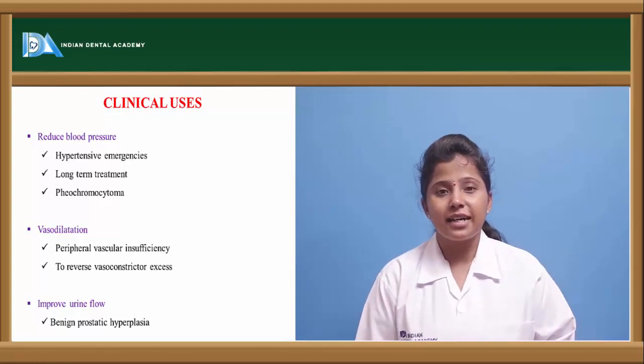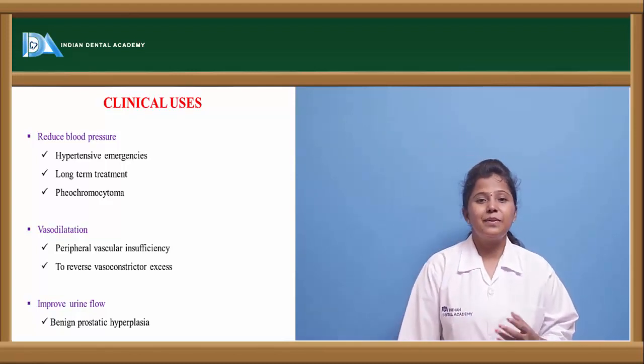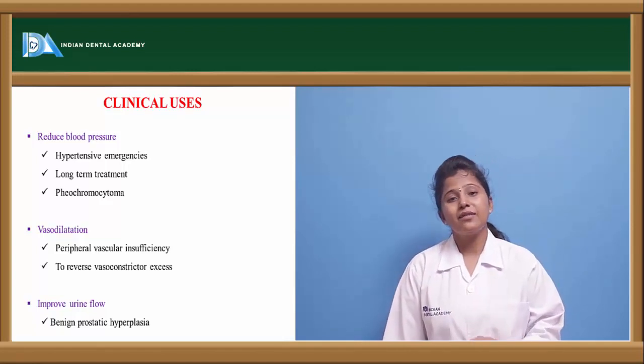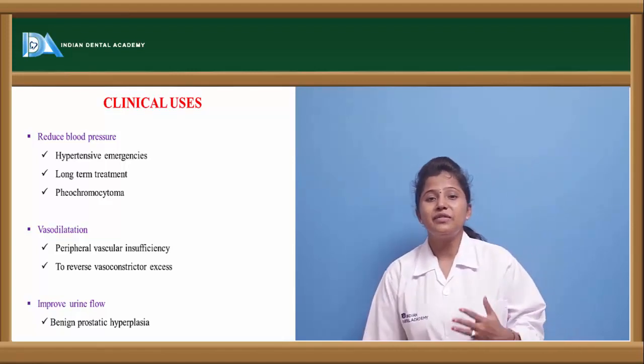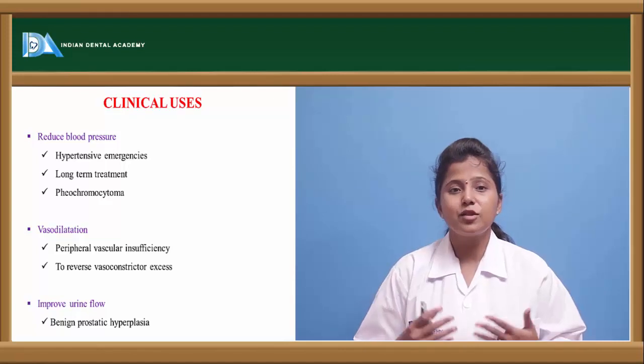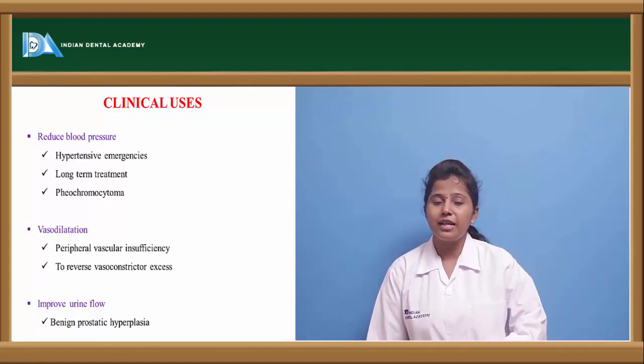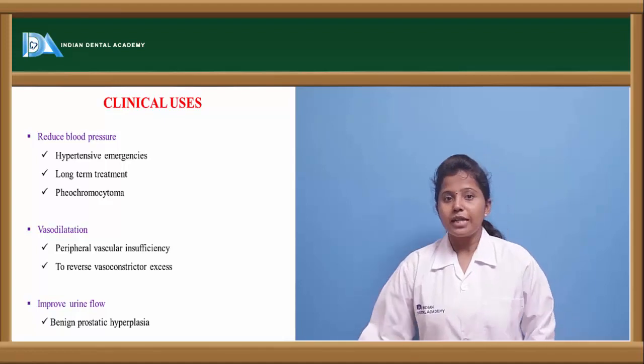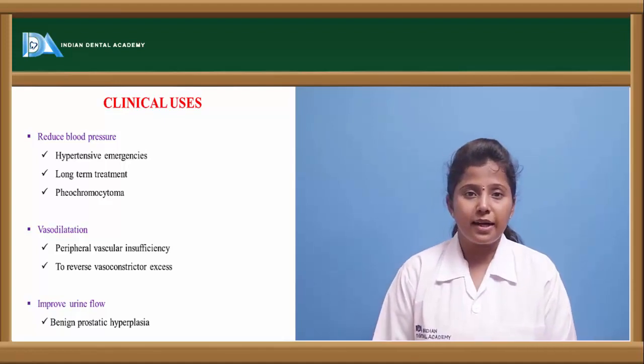This is a condition where there will be enlargement of the prostatic gland, where the person may feel difficulty in urinating. He feels the need to urinate very frequently, which is very difficult, or we can say it is a discomfort for the person itself. So in that condition also these alpha receptor antagonists are preferred.